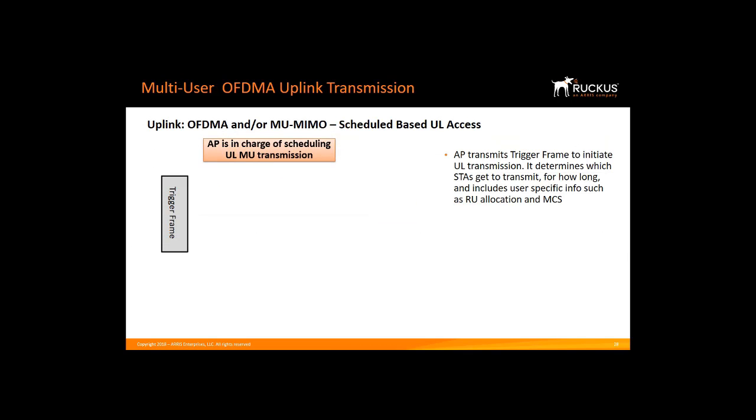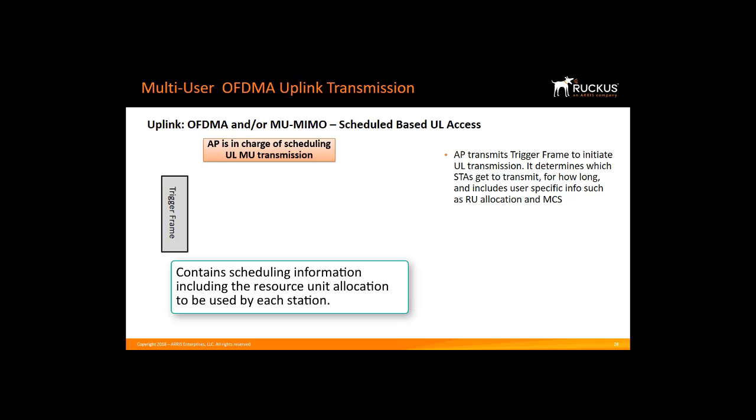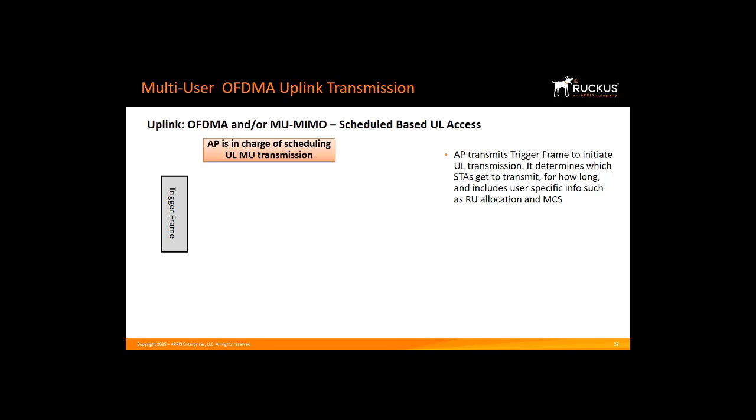In OFDMA, the uplink transmission is very different in that it is a scheduled-based transmission and the AP is in full control of the scheduling. This is done to maximize uplink transmission efficiency. First, the AP transmits a control frame called a trigger frame to all users, which contains scheduling information, including the resource unit allocation to be used by each station. The RU allocation information is communicated to the clients at both the PHY and MAC layers.